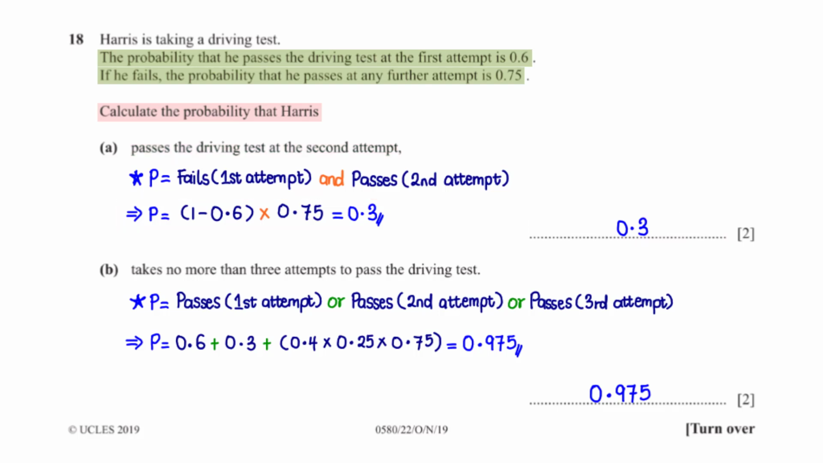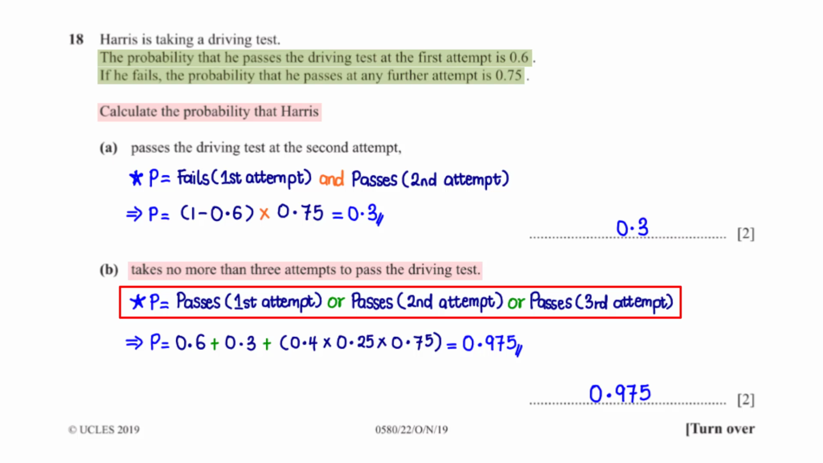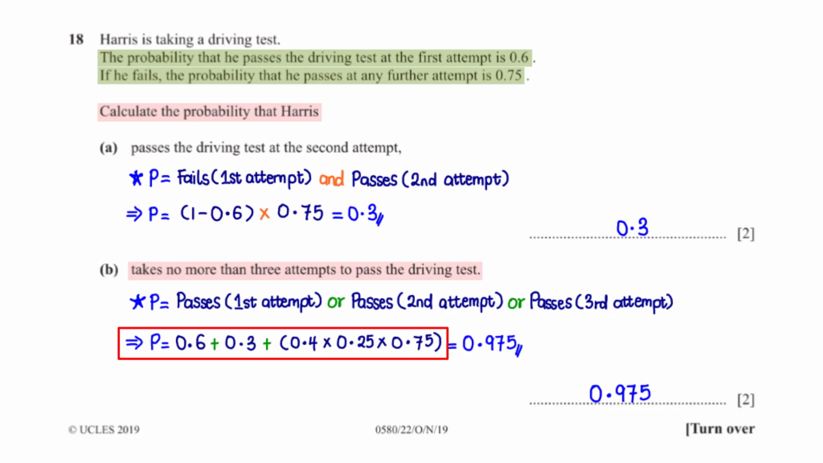Calculate the probability that Harris takes no more than 3 attempts to pass the driving test. There are 3 possible scenarios in this case: the probability that he passes on the first attempt, or the probability that he passes on the second attempt, or the probability that he passes on the third attempt. The probability that he passes on the first attempt is 0.6. We've already found the probability that he passes the second attempt as 0.3.